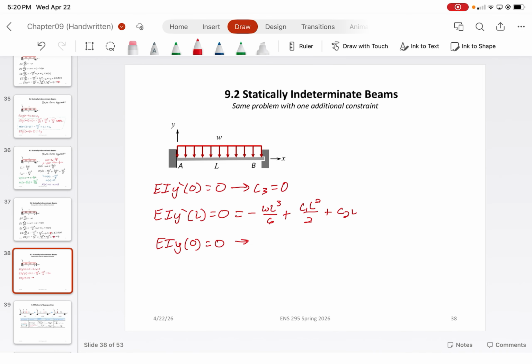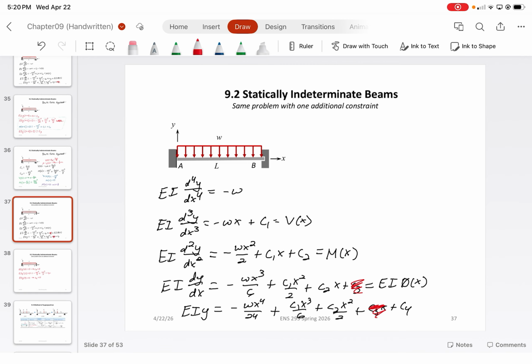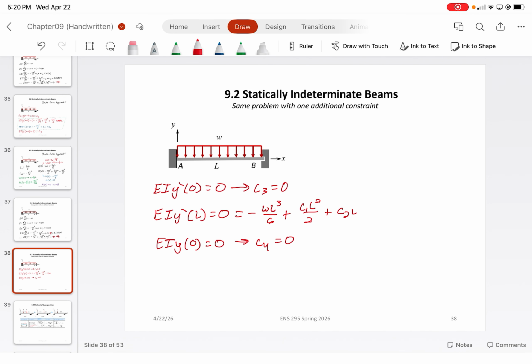EI y of 0 is equal to 0, which would just give you that C4 is equal to 0, which we could just cross out right there. And then at B, y is equal to L. So when we set that equal to 0, we will get negative wL to the 4th over 24 plus C1 L cubed over 6 plus C2 L squared over 2. And then C3 L, C4, but those are equal to 0.